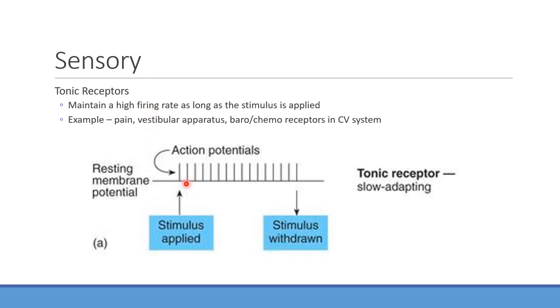they're going to maintain a high firing rate as long as the stimulus is being applied. So you kind of see here the action potentials are very consistent from when you apply the actual stimulus to when you withdraw it. Okay, it's going to be consistent. So again, this is good for things like the vestibular apparatus. Why is that important? Yeah, it keeps me balanced, right?